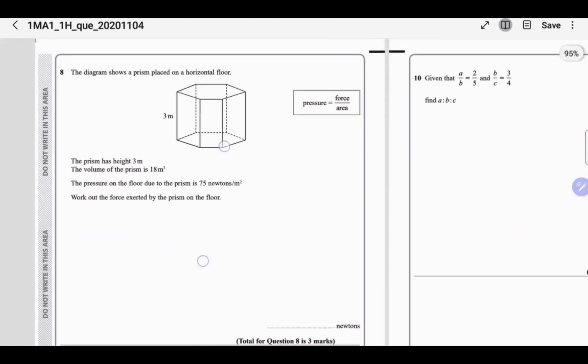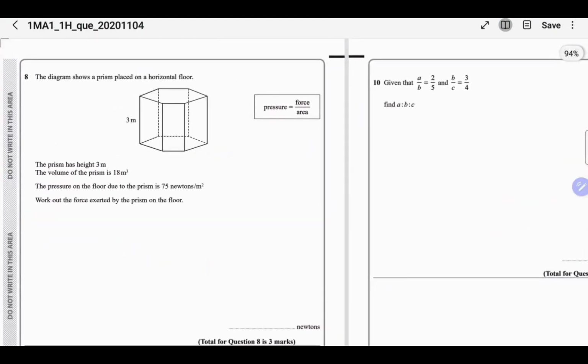The diagram shows a prism placed on a horizontal floor. The prism has a height of 3 meters. The volume of the prism is 18 cubic meters. The pressure on the floor due to the prism is 75 newtons per square meter. Work out the force exerted by the prism on the floor.